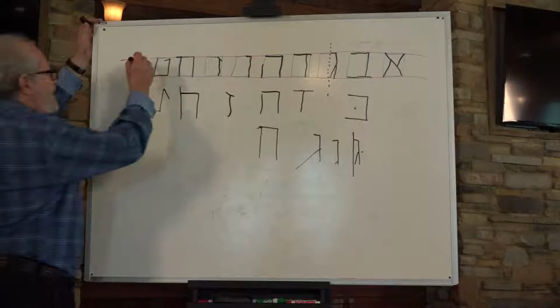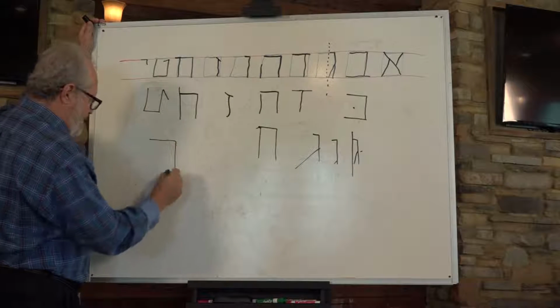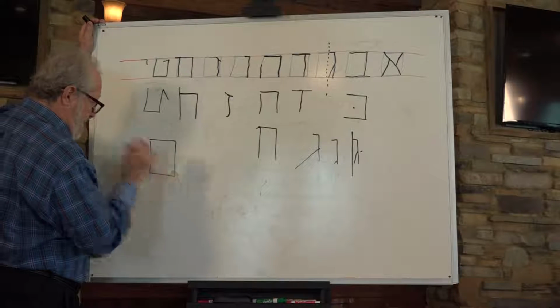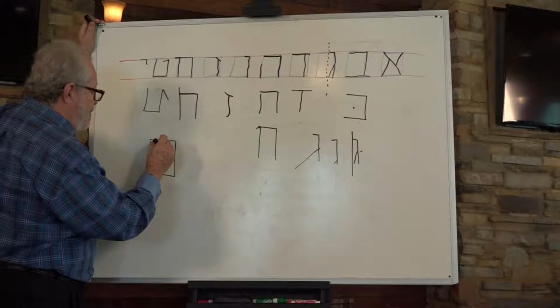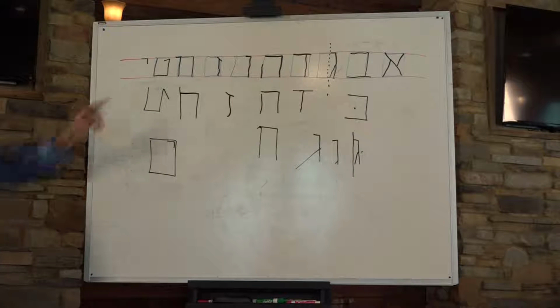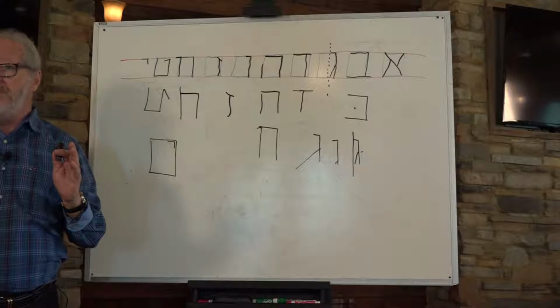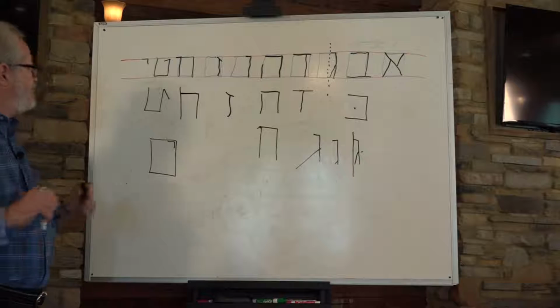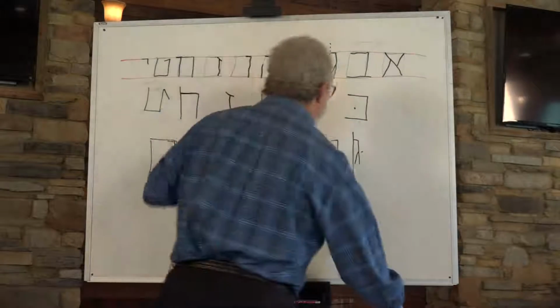The next is a yud, and the yud is little. So if you have the imaginary box, you don't see boxes here, they're just an aid. The yud just takes up this much room of the box. Yud, as I said before, is the smallest letter, but the most important. Next we have some other letters.